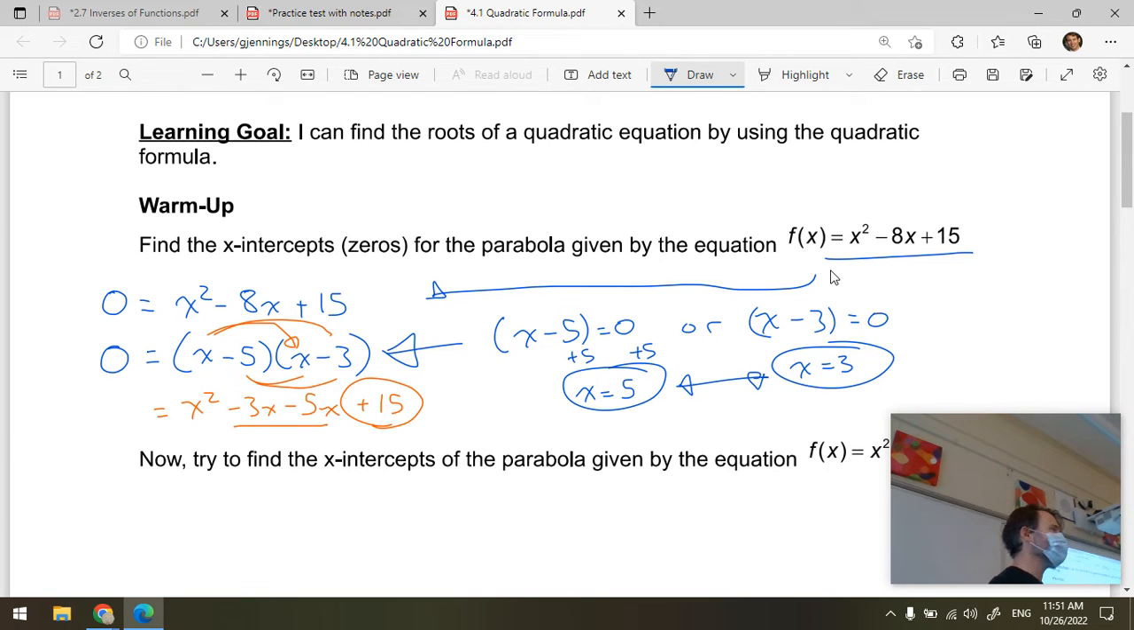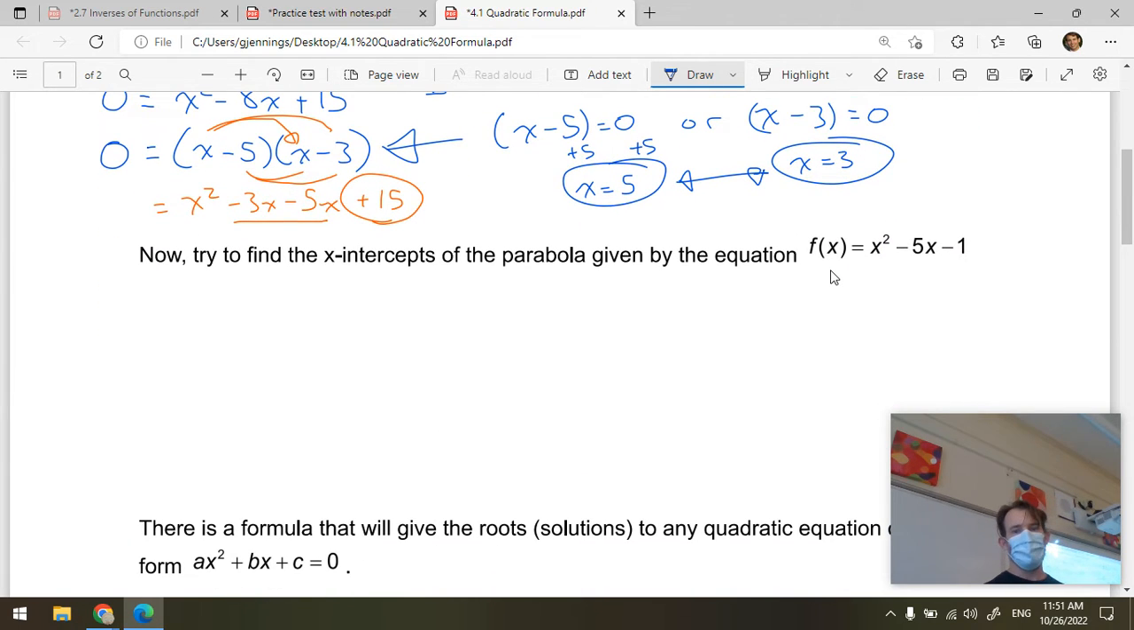We can solve these things by factoring if factoring is available. Factoring is not always available to us, and in those cases we have the quadratic formula. If I ask you to find where this one is equal to 0, you would say 0 equals x squared minus 5x minus 1. And then you would say, well, there are no numbers that multiply to negative 1 and also add to negative 5. We don't know what these numbers are.